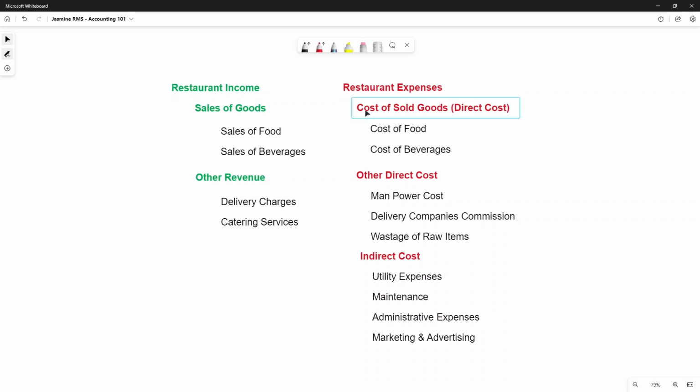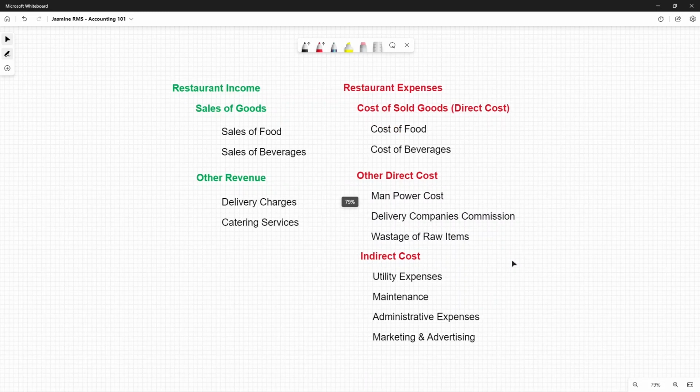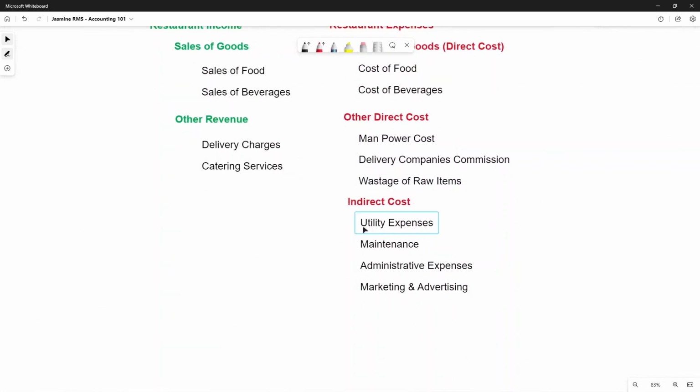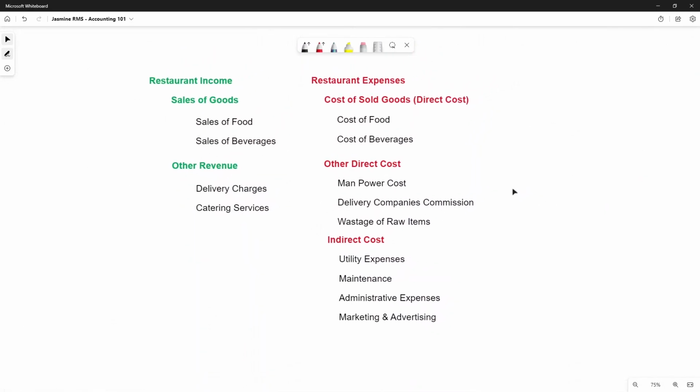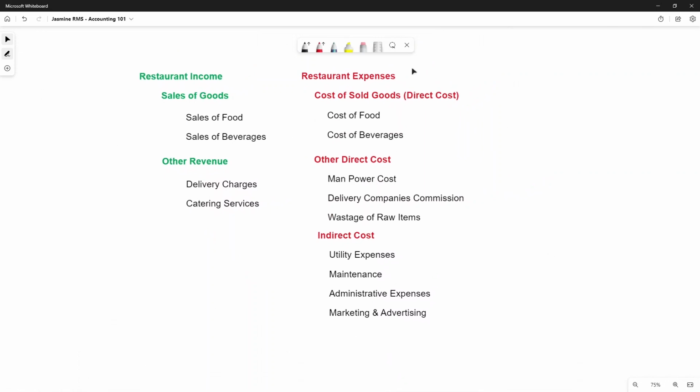The expenses: there is direct cost, cost of food, opposite to sales of food, cost of beverages, opposite to sales of beverage. We have other direct costs like the manpower cost in the branches and outlets, delivery company commissions, wastage of raw items, and we also have indirect costs like utility expenses, maintenance, administrative, and marketing and advertisement. This is the basic business of any restaurant.